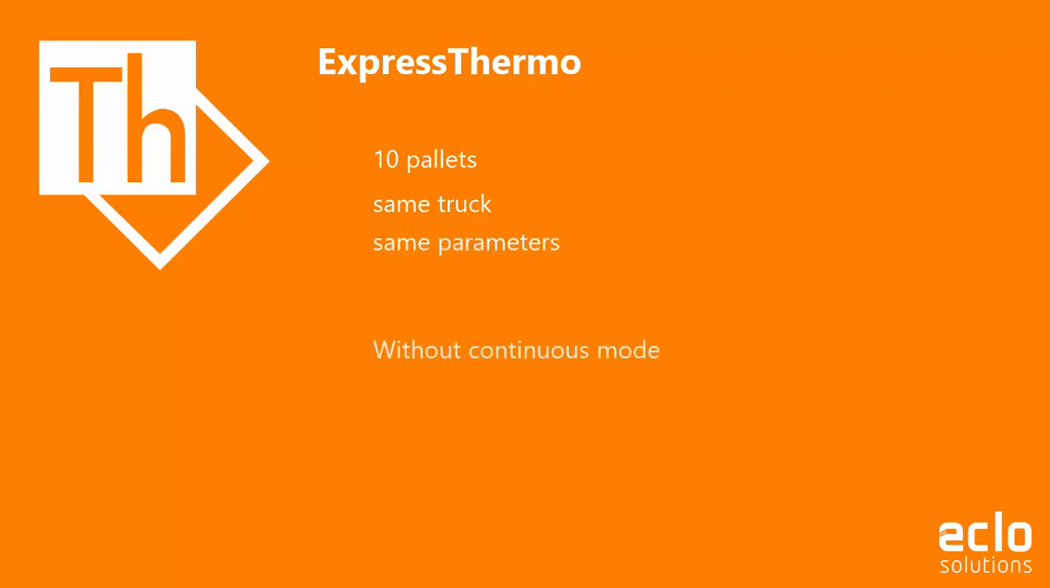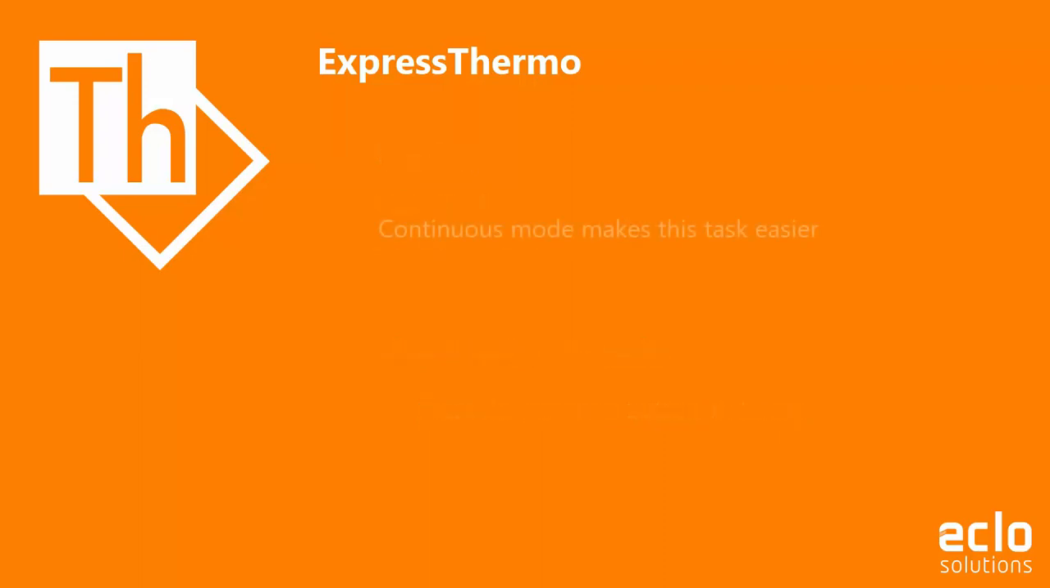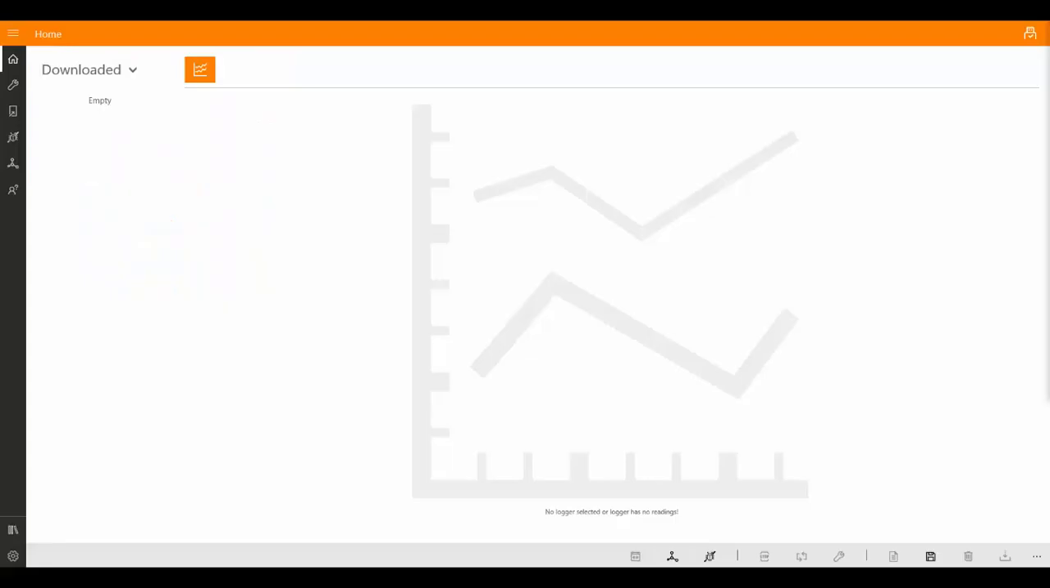Without the continuous mode, after adjusting the parameters, you would have to press the program button in order to program each of the 10 loggers. Continuous mode allows you to overcome this tedious task. Let's see how. This procedure is very straightforward.